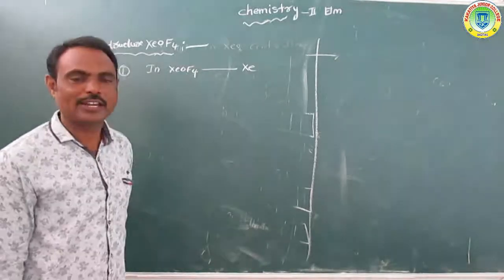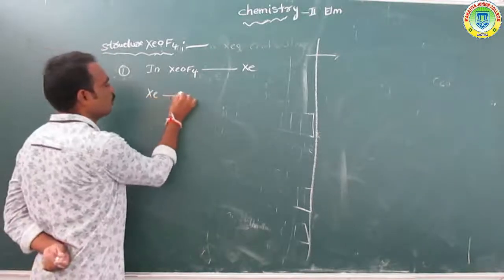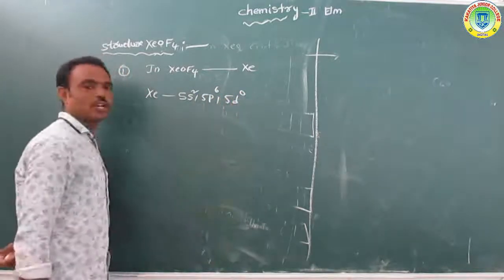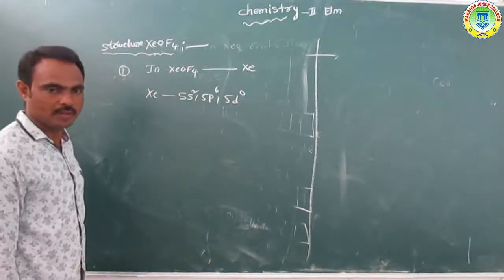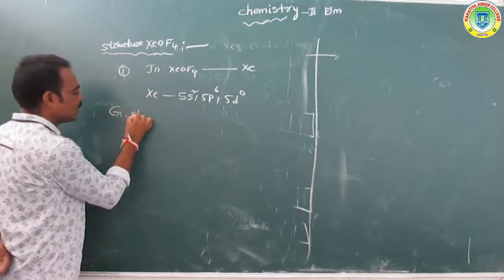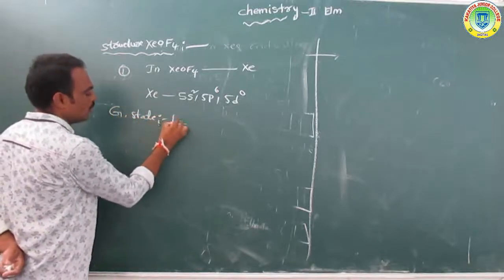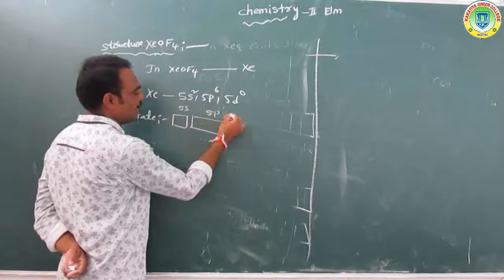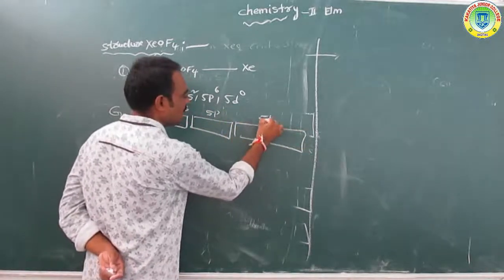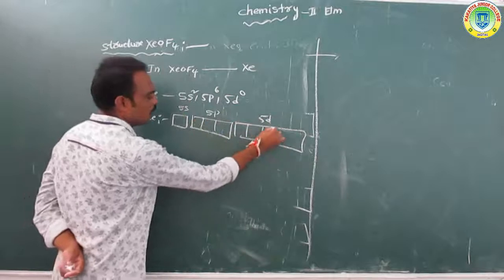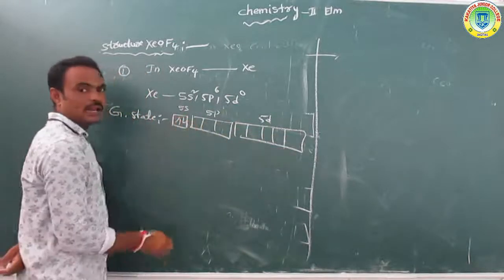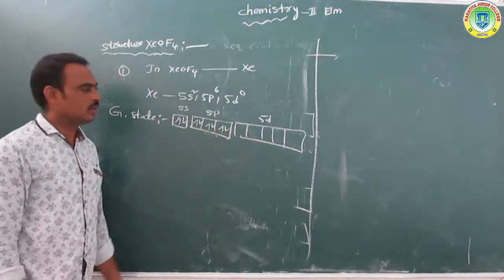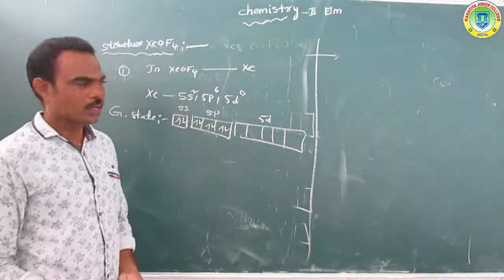What is the outer shell electronic configuration? 5s2, 5p6, 5d0 is the outer shell electronic configuration of xenon. So for the ground state we write the 5s orbital, 5p orbital, next 5d orbital. The 5s orbital contains 2 electrons, the 5p orbital contains 6 electrons, and 5d has 0.